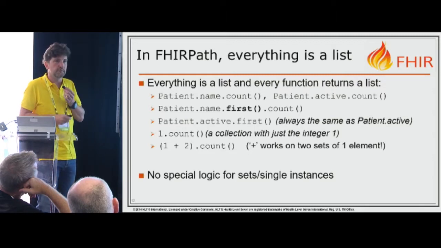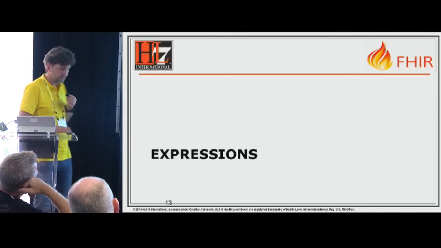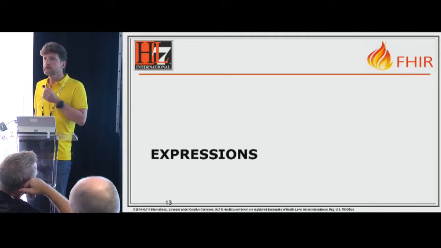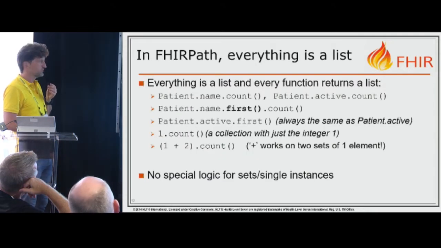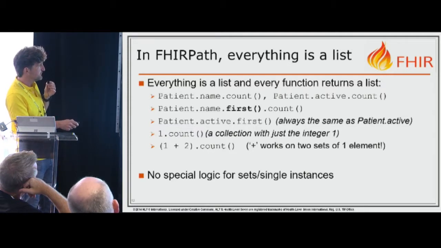This is a bit surprising now and then, but it kind of makes sense once you start working with it. You don't have to worry about whether something repeats or not. What this last line would return is always 1. Is it 1 or is it a list containing 1? It would return a list containing 1 because everything is a list and every function returns a list.